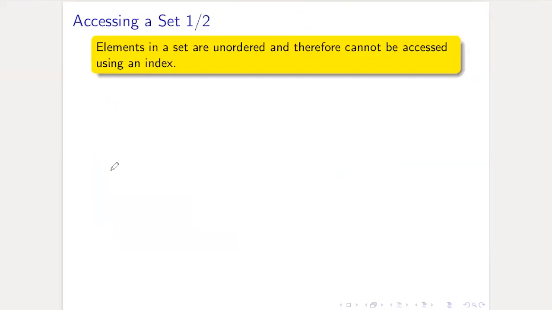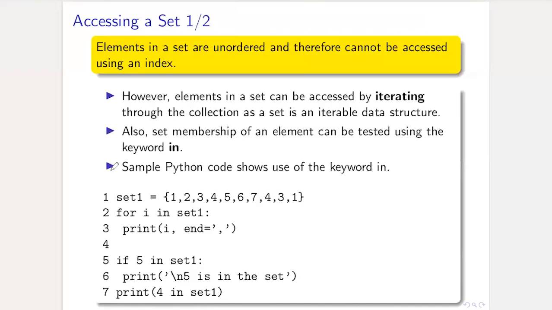Let's look at accessing elements in a set. As we discussed, items in a set are unordered, so there is no indexing you can use. There is no indexing available, so we have to rely on iteration. To check membership, we can use the in operator. This allows us to check for set membership. So these are the 2 ways in which we can do it.